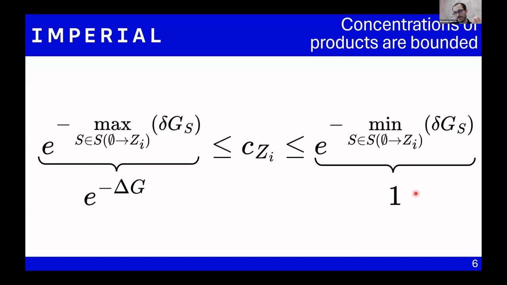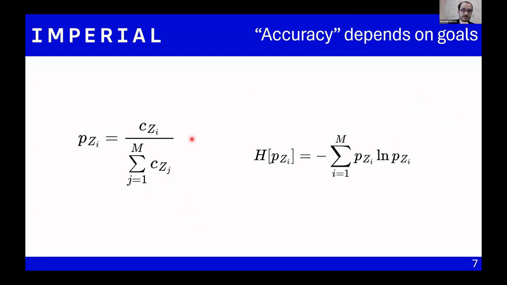Now, without loss of generality, we can set our upper bound to be 1 and our lower bound to be e to the minus delta G, where this delta G then gives you the maximum difference between two pathways available in your system. So if we imagine we've got m different products, we know all their steady state concentrations. We can use this to set up a probability distribution just by normalizing by the total concentration. And then one metric for measuring the accuracy of your distributions is to look at the entropy, the Shannon entropy, P log P.